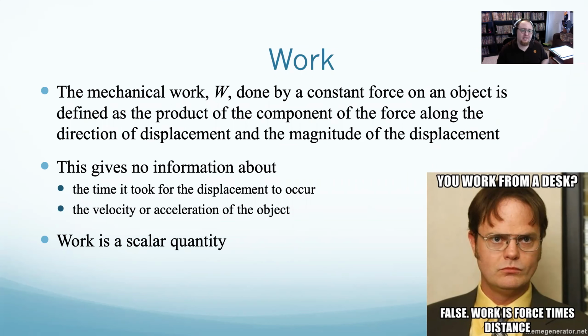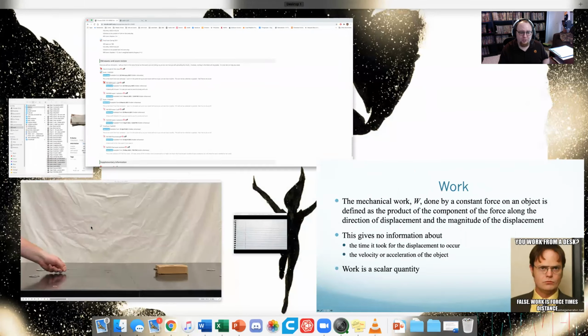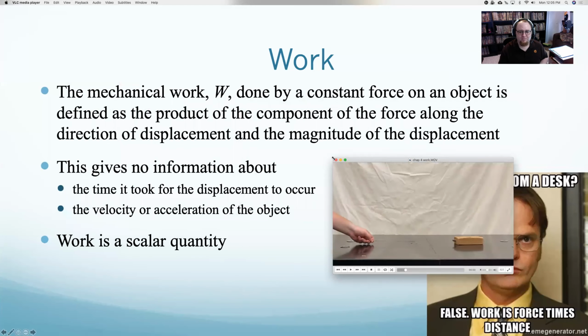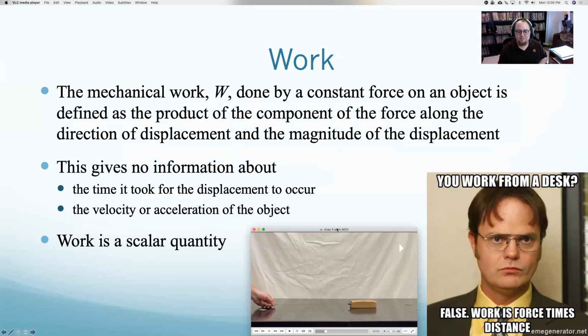What it is: any time you apply a constant force to an object, work is the component of the force along the direction of displacement times the displacement. Which was a lot of words, but here's the general idea. If I pull this block with a constant force, work is just going to be how much force did I pull it by? What is the force? Times how far did it move?